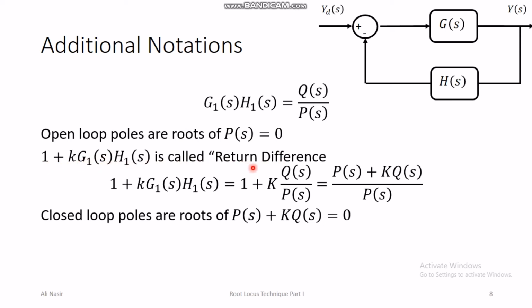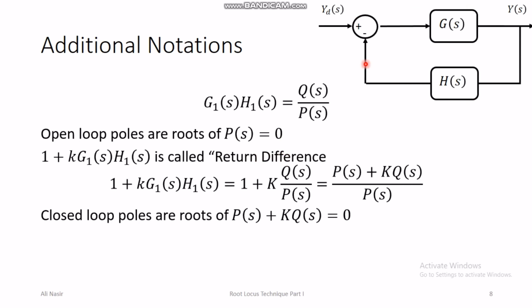This return difference is quite interesting in a way that if you look at this expression, the poles of the return difference are the roots of p of s, which is also the open loop poles, and the roots of this polynomial are zeros of the return difference. Zeros of the return difference are basically poles of the closed loop system.